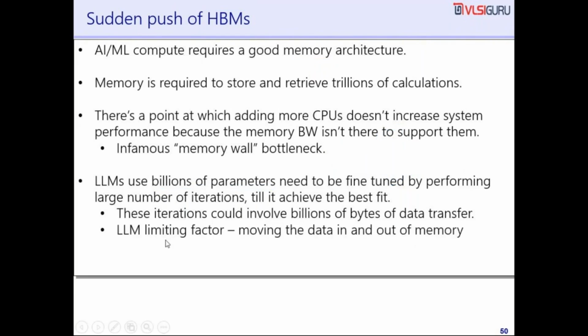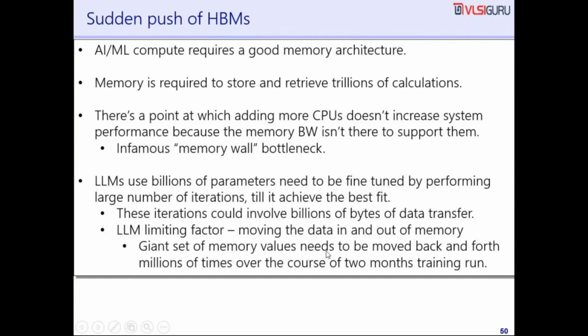See, a limiting factor for LLM iterations is moving data in and out of the memory. The giant set of memory values needs to be moved back and forth millions of times over the course of 2 months of training run. Let's say the GPT model is being trained over a 2 month period. During that period, millions of iterations need to be done, which would involve large amounts of data transfers between CPU and the memory, which are finally used for fine tuning a large number of parameters. What is a large set of parameters? Some billions of parameters are fine tuned.